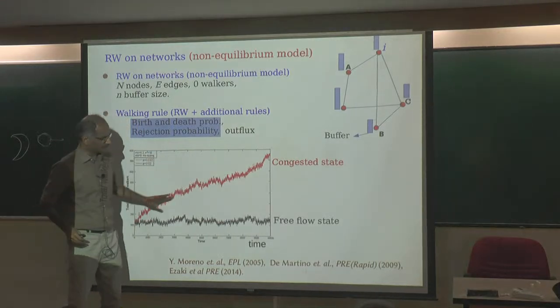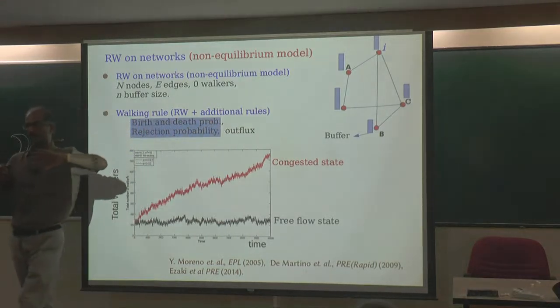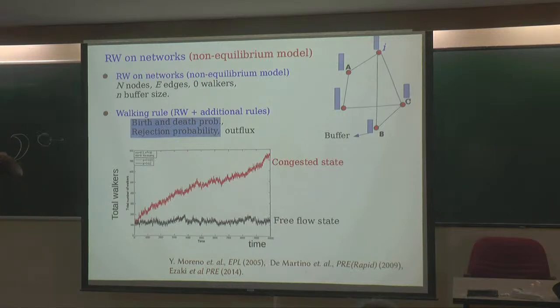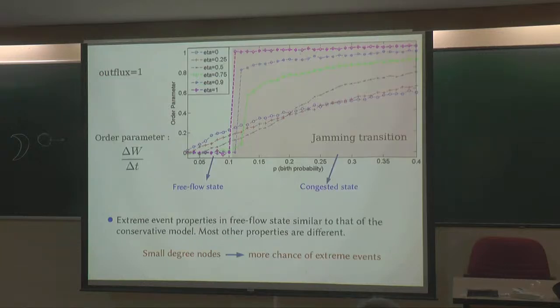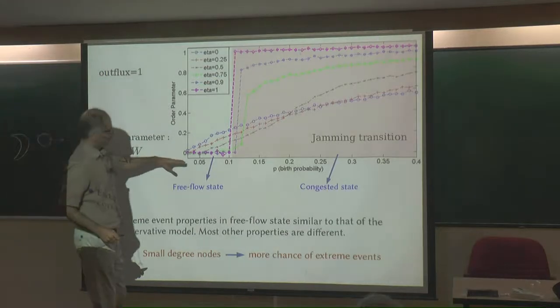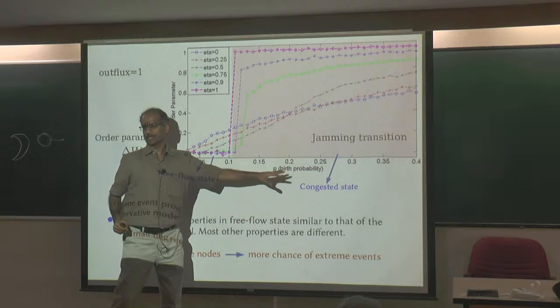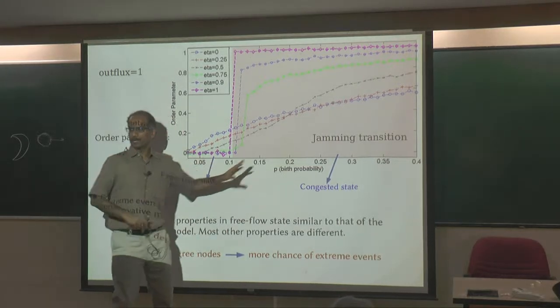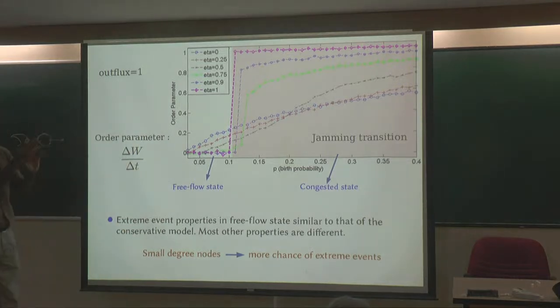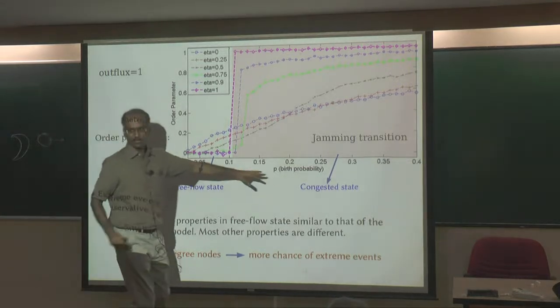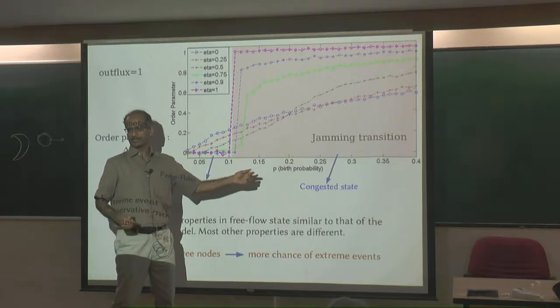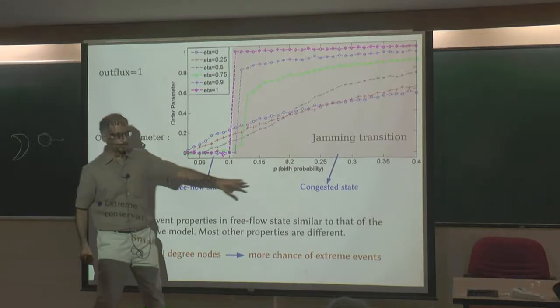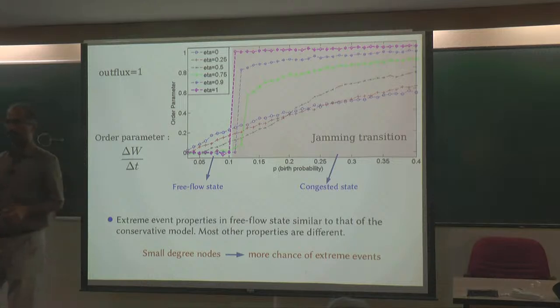So the number of walkers is increasing on the network, so you come to a sort of standstill. The network is dysfunctional. So in principle, what you can have is a transition from a free flow to a congested state, depending on the birth probability. And in fact, it happens depending on many other parameters as well. But this is a very useful parameter to track this transition from a free flow to a congested state, often called the jamming transition.